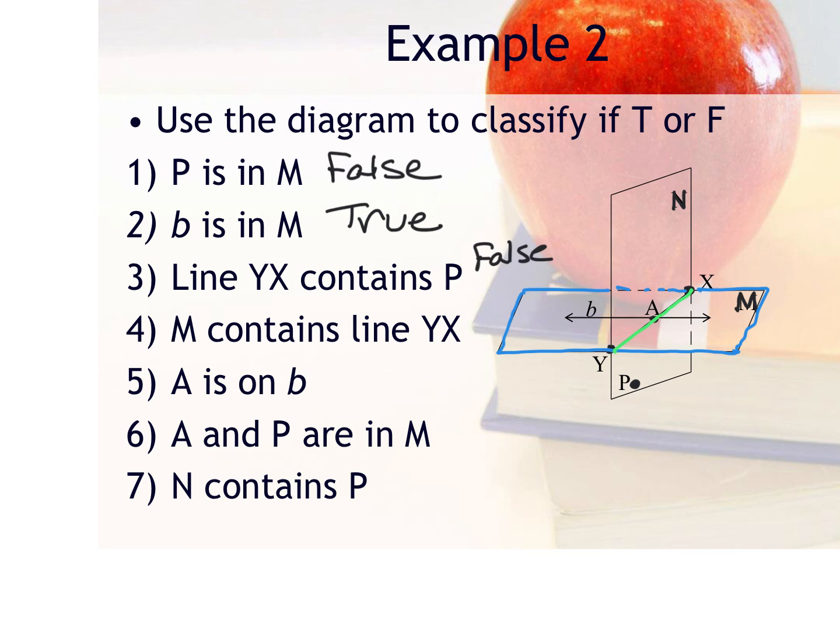Plane M contains line YX. True. Good. Point A is on line b. True. Points A and P are in plane M. False. And plane N contains point P. True. See how much easier it is when they give you a picture? It definitely makes it easier.